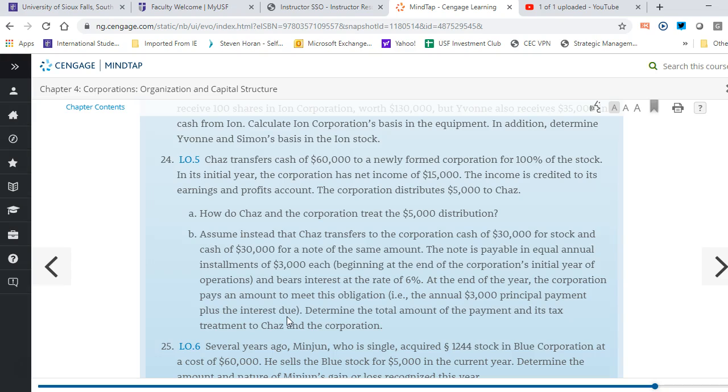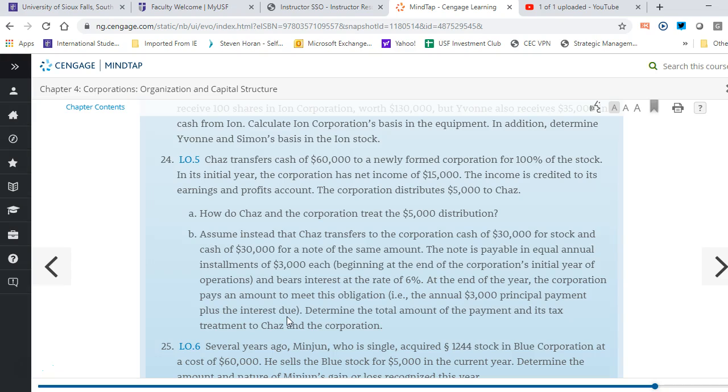It basically becomes a dividend. So the $5,000 corporate distribution to Chaz is considered a return on the corporation's profits, which is a distribution of earnings and profits, and it's taxed as a dividend. The corporation is not allowed to claim a deduction for that because it's a dividend. Okay, so A is basically it's a $5,000 dividend that he receives.